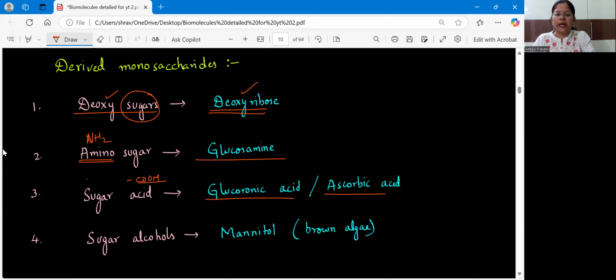On the other hand, if you add alcohol, that is OH, to any sugar, that becomes sugar alcohols. Example is mannitol, very important. Mannitol is obtained from brown alga. This you will study in your plant kingdom. So these are the different modified versions of monosaccharides. With this, we have finished monosaccharides.